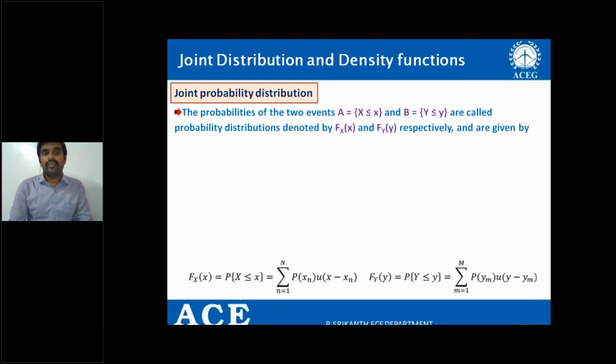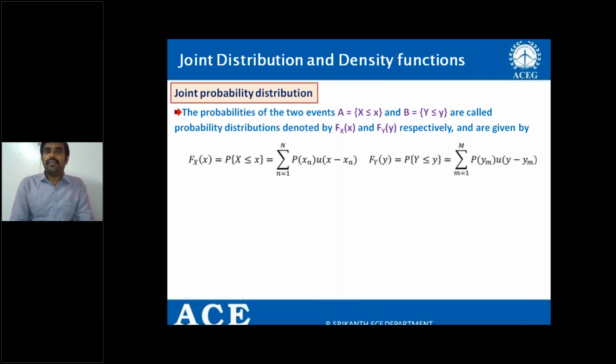The definition for the distribution functions of the random variables X and Y can be represented like this: Fx of x equal to P of X less than or equal to x, which is equal to summation n equal to 1 to N, P of xn into u of x minus xn. Similarly, Fy of y is equal to P of Y less than or equal to y, summation m equal to 1 to M, P of ym into u of y minus ym. So now our ultimate goal is to define the joint distribution function.